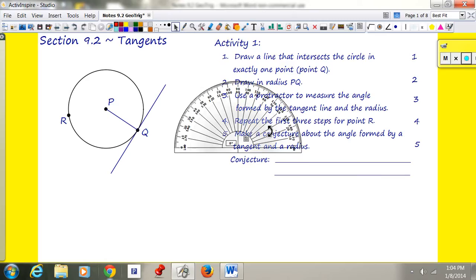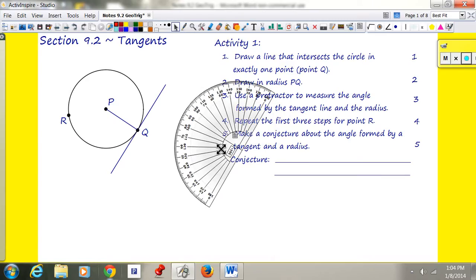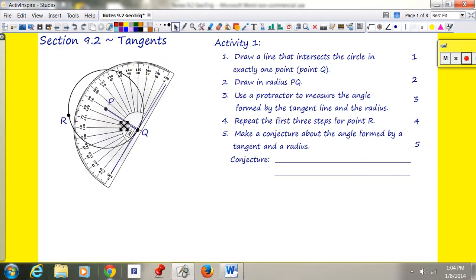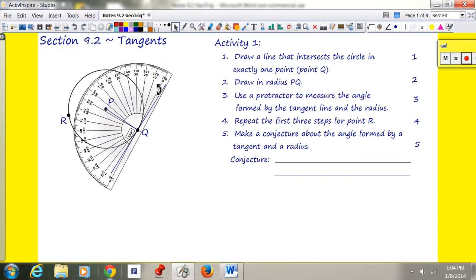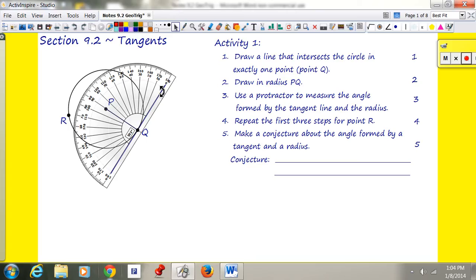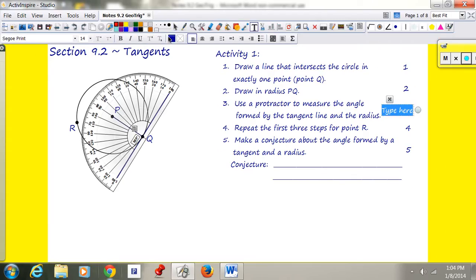So here's my protractor. I'm going to put it right on the tangent line and put it right so that it's at 0, and you can see that it's going to make an exact 90-degree angle. So it says use a protractor to measure the angle formed by the tangent line and the radius. So you could even put that this was 90 degrees. When you measured it, it was coming out to 90 degrees.